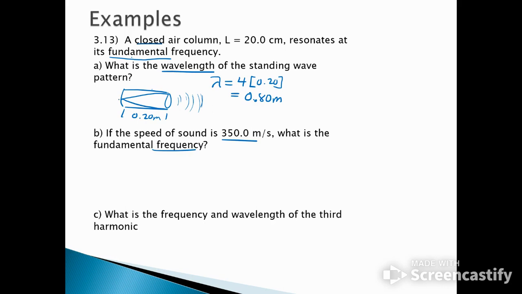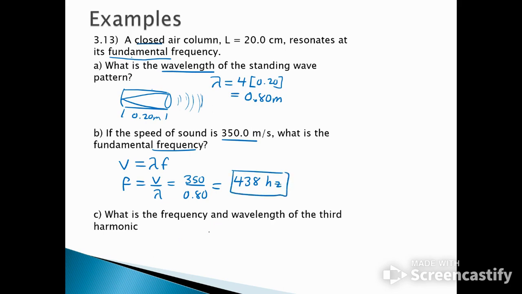And so now here we're given the speed of sound, and we want to know what is the frequency of this standing wave here in part A. Well, we use the universal wave equation, and when you rearrange it, frequency is v over lambda, which is 350 over 0.80. And then solving that, it's 437.5. So 438 hertz.